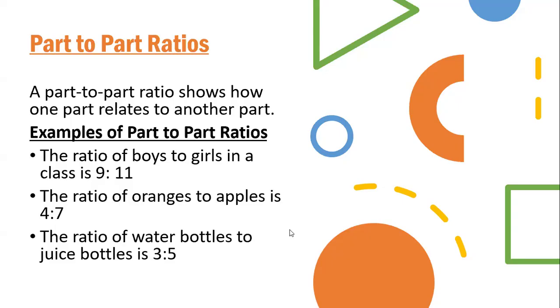What does that mean? For every what? For every 3 water bottles, how many juice bottles do we have? 5. We have 5. Very good.